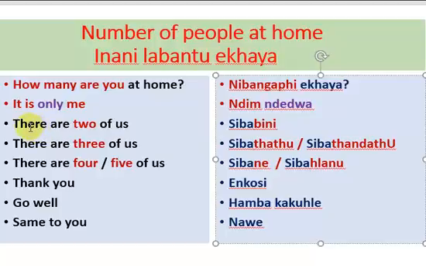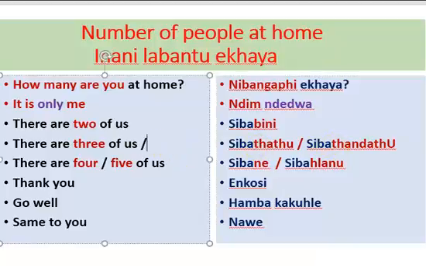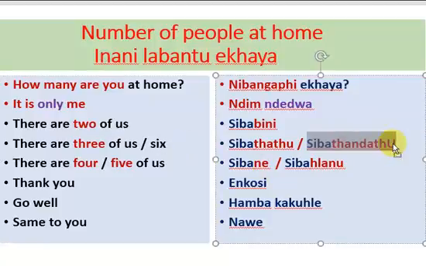There are two of us. Si, we. Ba, from abantu. Si, ba bini, there are two of us. Si, ba tatu, there are three of us. Si, ba tandatu, there are 6 of us. Sibathandathu. There are 4 or 5 of us. Sibane, 4. Sibahlanu, 5.